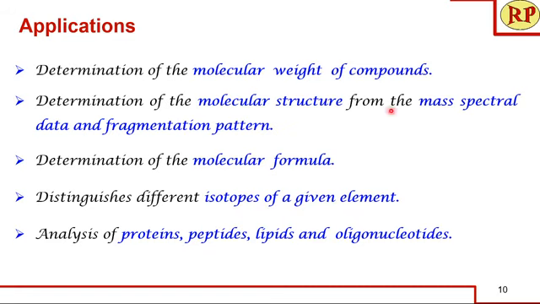And finally, based on all this data, you can also analyze proteins, peptides, lipids and oligonucleotides. Oligonucleotides only, not DNA, because DNA is a polynucleotide and it's very complex. So oligonucleotide means when you have the nucleotides, that is 20 to 30 nucleotides put together, we can analyze using mass spectrum, but it's not that viable and not that acceptable for determining the DNA or RNA structure.